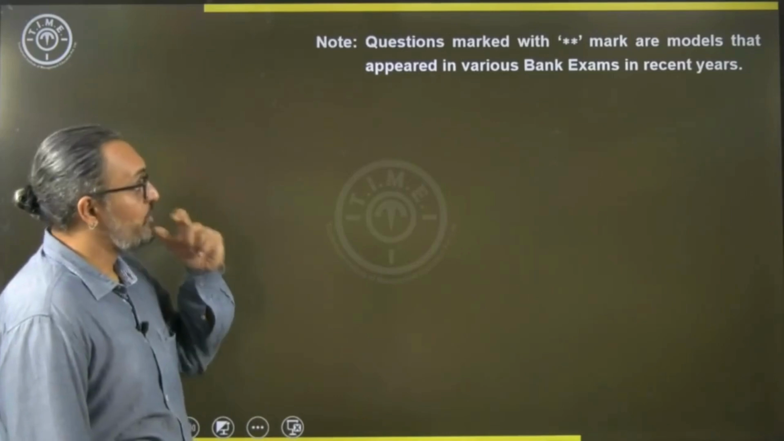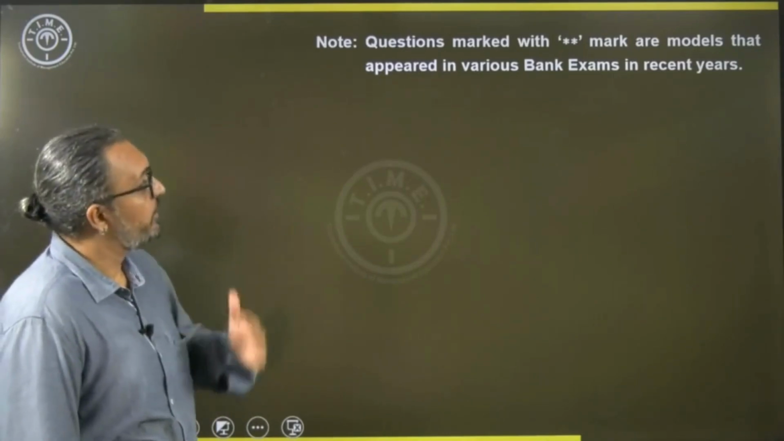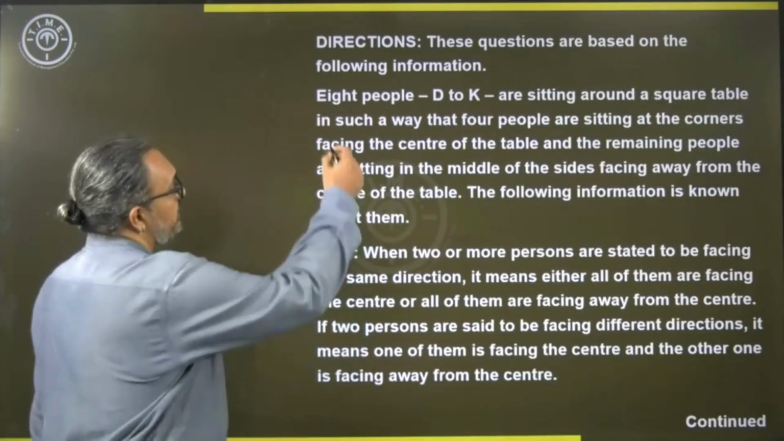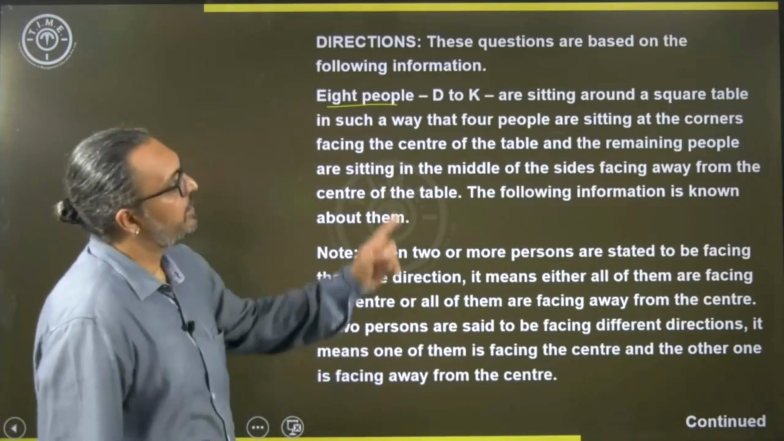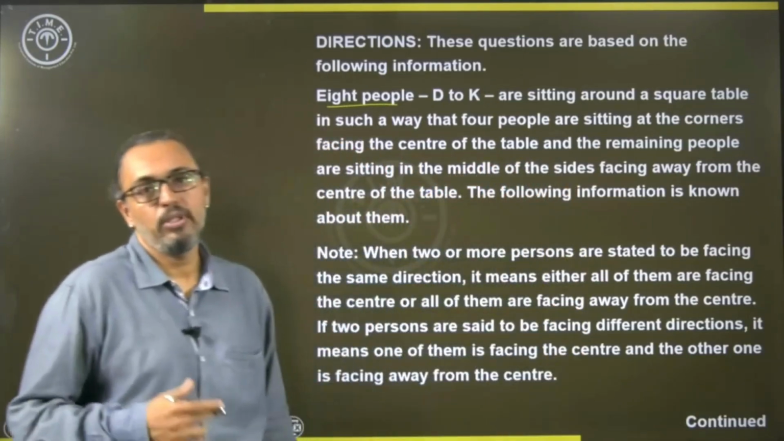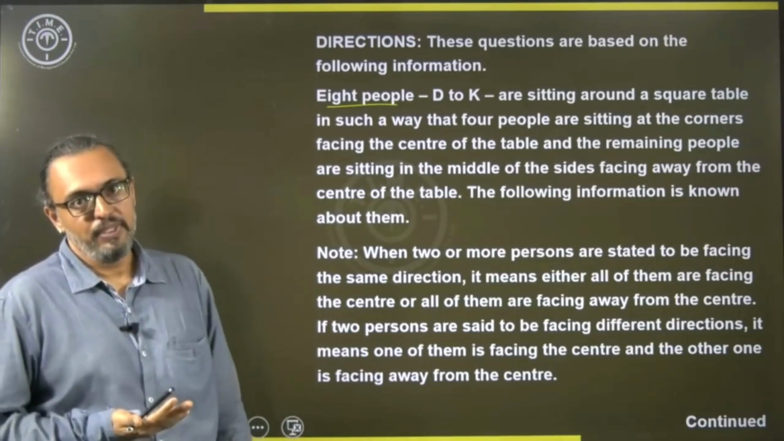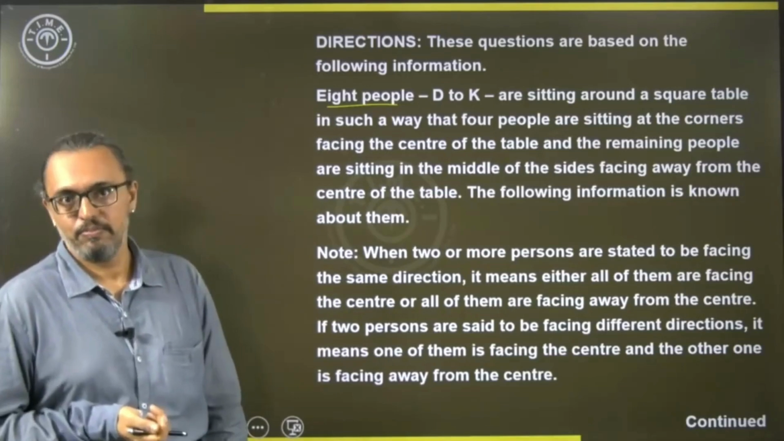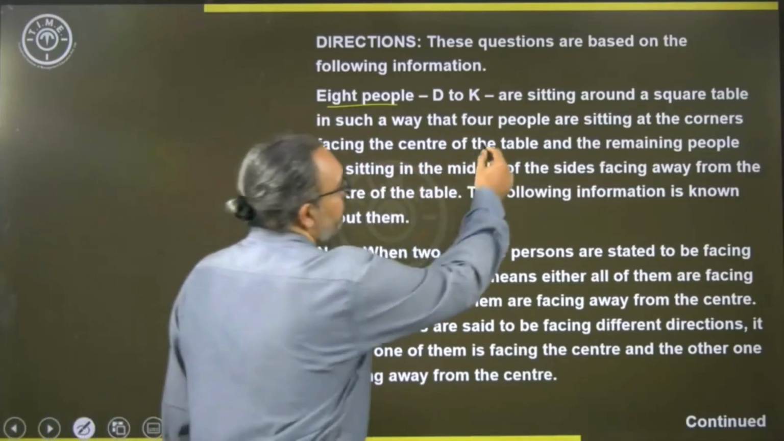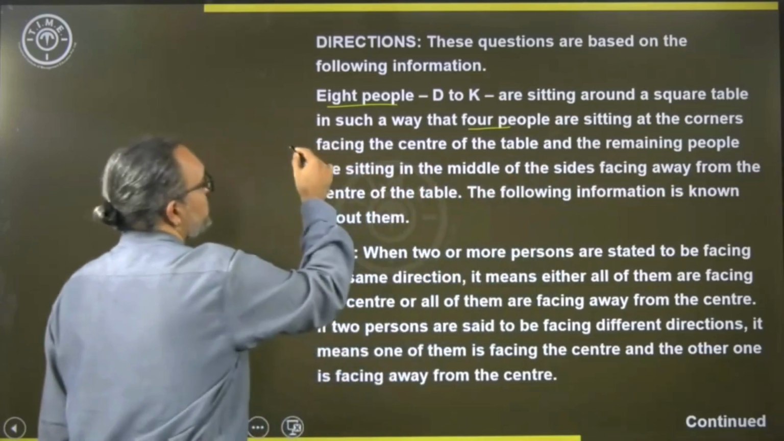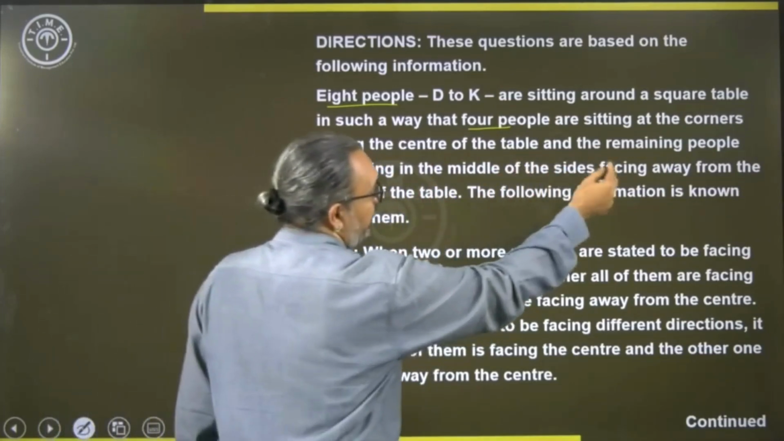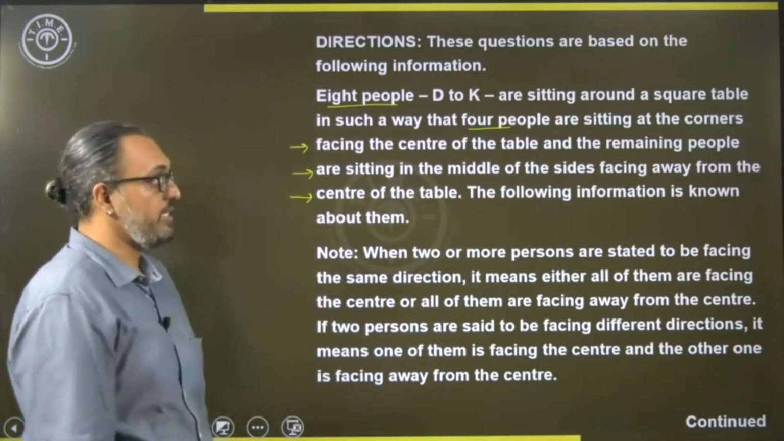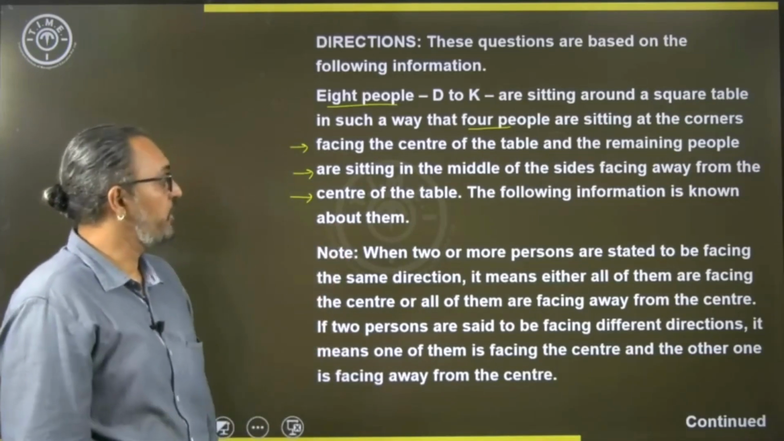Okay, so we have a note: questions marked with an asterisk are models that appeared in various bank exams of recent years. Now here he says 8 people are sitting around a square table. Whether it is a square or a circle, when you have an even number of people, we can consider them in opposite positions, correct? In such a way that 4 persons are sitting at the corners facing the center, and the remaining people are sitting in the middle of the sides facing away from the center of the table. It says the following information is known about them.